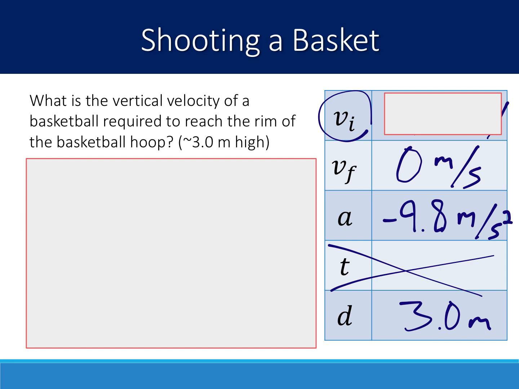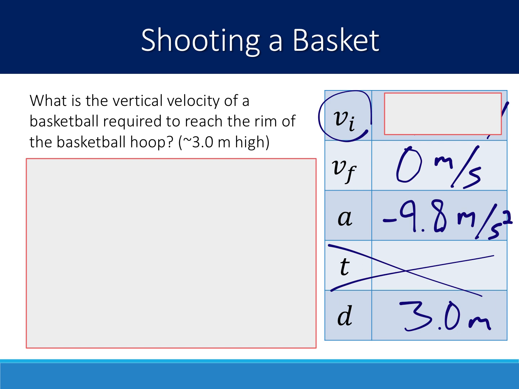One last question, and then I'm going to have you guys move on with the lessons. This is a very similar setup. We don't know the time, but we do know that the basketball, as it's going up in the air, is going to be experiencing free fall. So we want to know what the vertical velocity is that's required to reach the rim of a basketball hoop that is 3 meters high. So imagine you're standing under the hoop, throwing it straight up in the air, and as soon as it leaves your hands, the only force that acts on it is gravity, not considering air resistance. So a free fall problem.